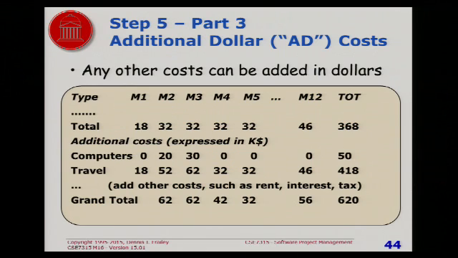Now, at this point, if you have any other costs, like you have to go buy some computers or do some travel or whatever, you can just add that to the total and get a grand total number of how much money you need. So in this example, I've added some money for computers and travel, which adds to the total and makes the total quite a bit bigger.